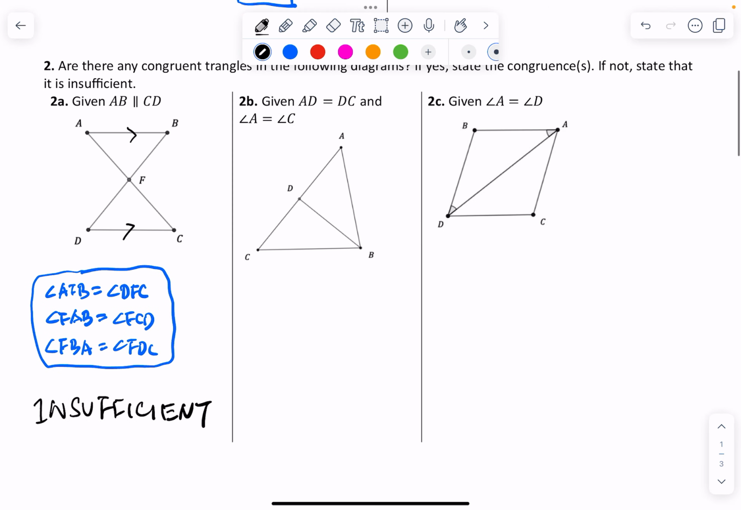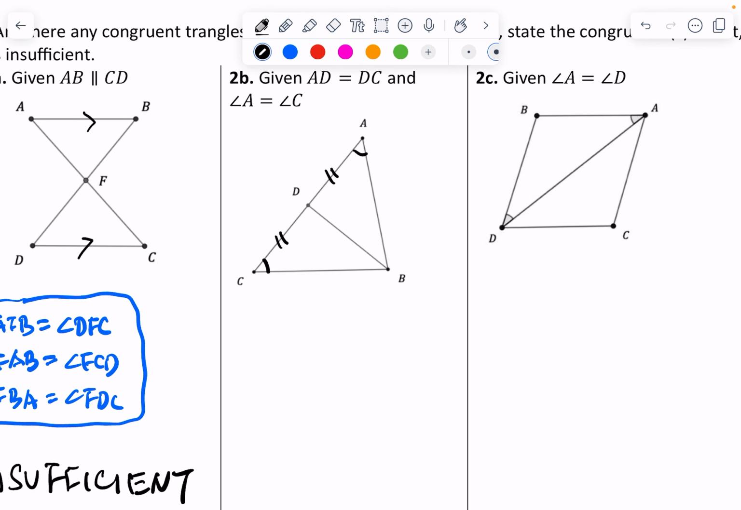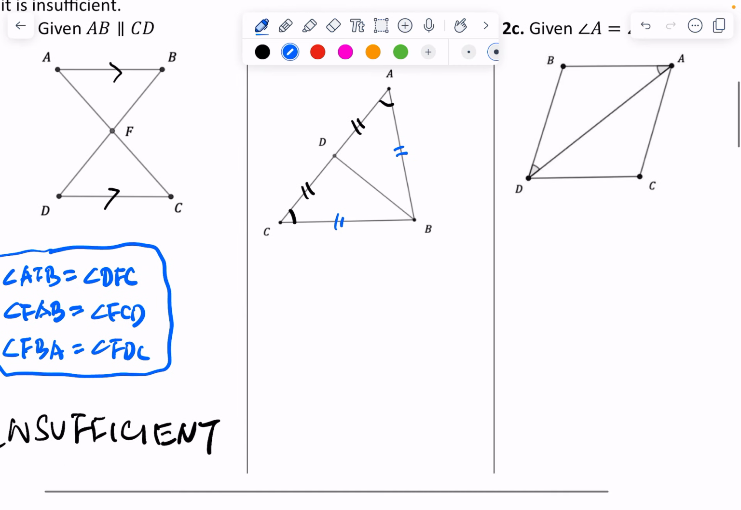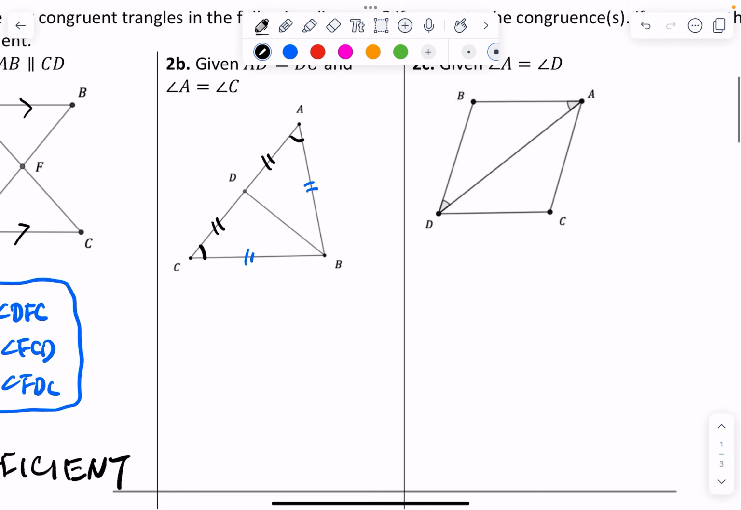Next one. Given that AD is equal to DC and angle A is equal to angle C. At first glance, this feels like it is impossible for it to be congruent. However, if angle A is equal to angle C, what else do we know? We know that BC is equal to AB, because ABC is an isosceles triangle. Now we can prove congruence.